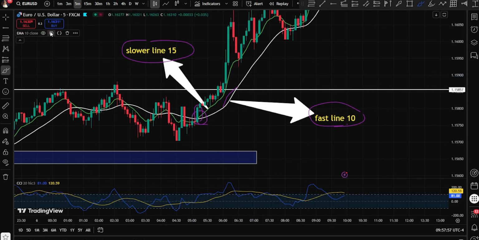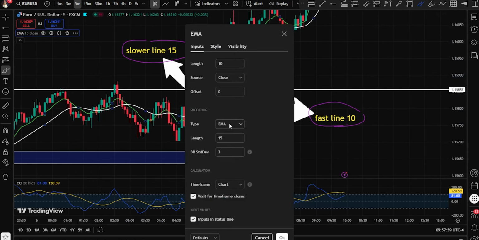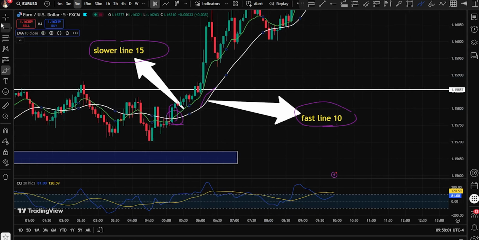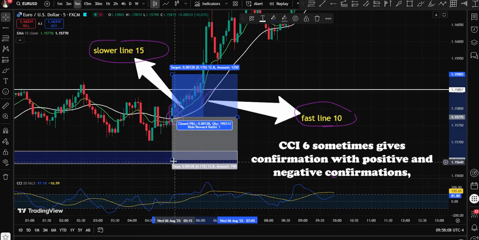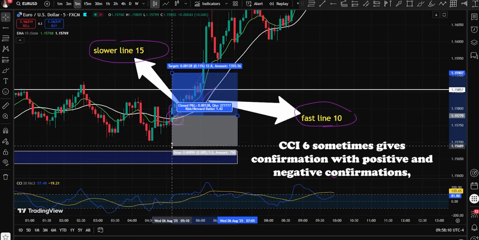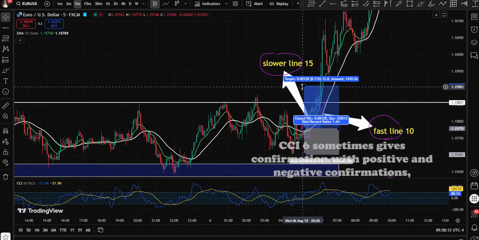The real magic happens when these two tools give signals at the same time. For example, EMA 15 crosses EMA 10 upwards, and at the same time, CCI goes from negative to positive. This is a strong entry signal.